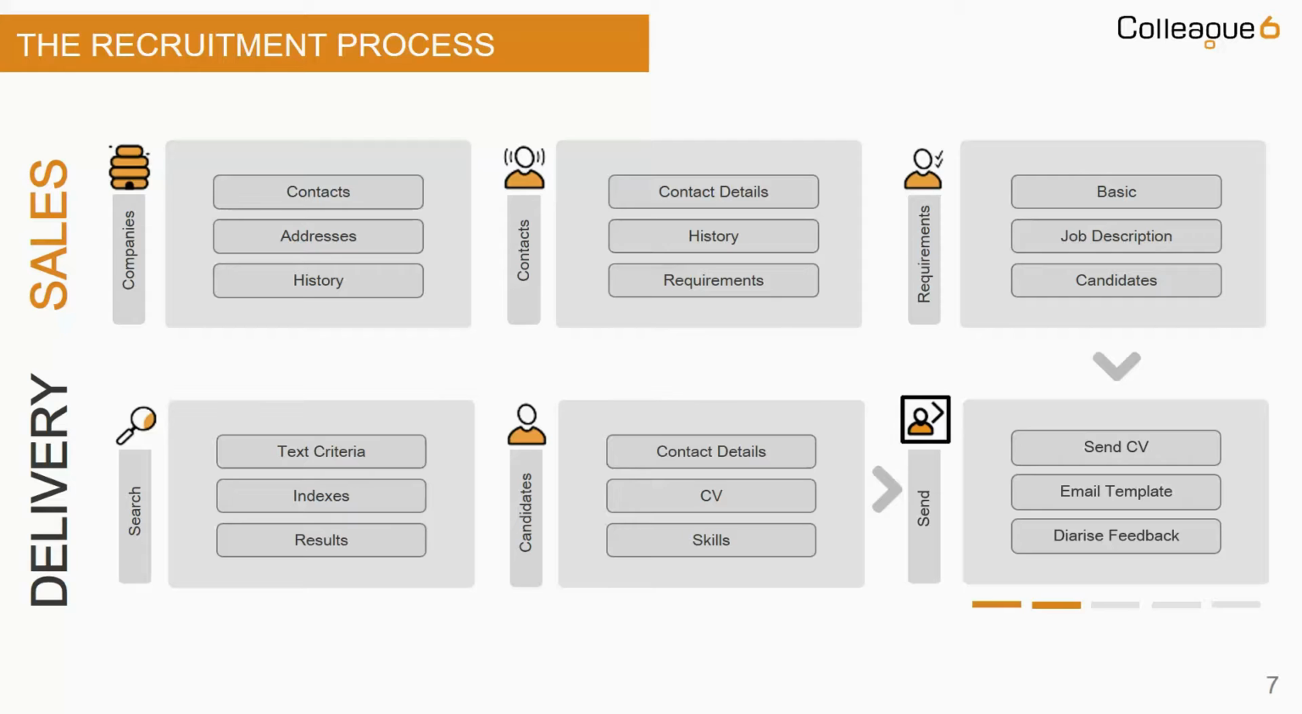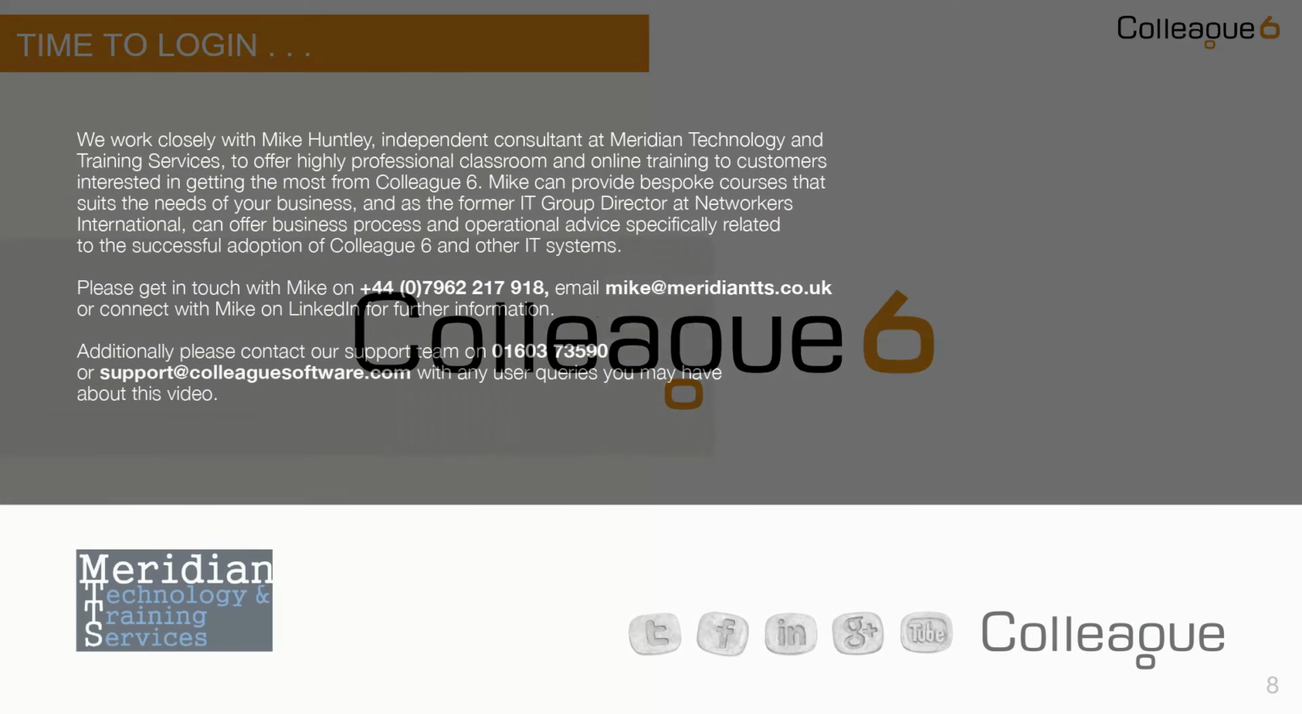Send CV, looking at the use of email templates and diarising feedback. Arranging an interview, again with templates and diarising feedback. Making an offer, the negotiation stage where we look at rates and the candidate's acceptance or rejection of an offer. And finally, placement, where we finalise rates, the start date, and go through authorisation levels which sign off the placement for back office processing. Let's log into Colleague.